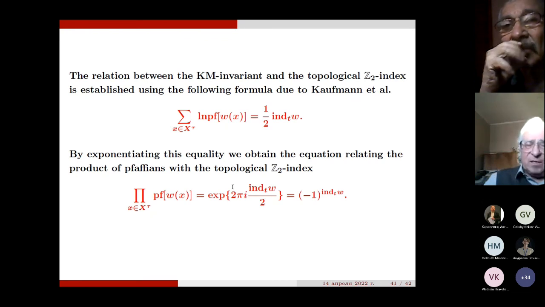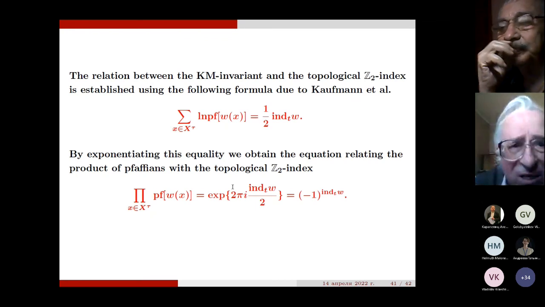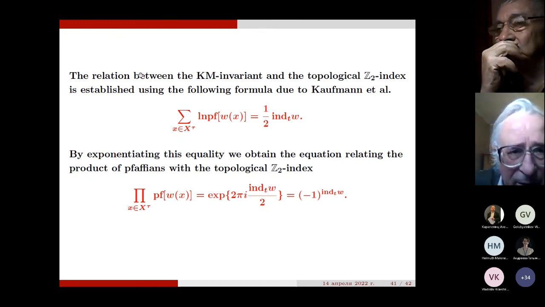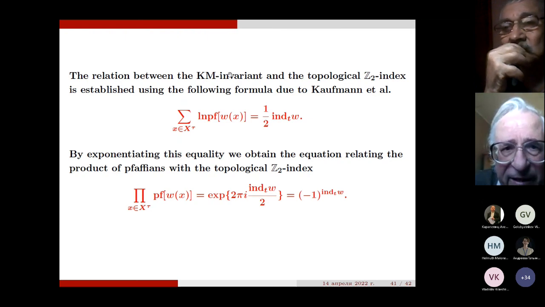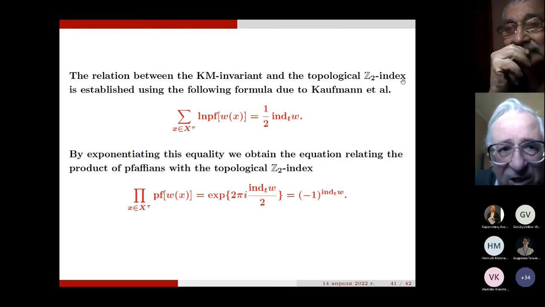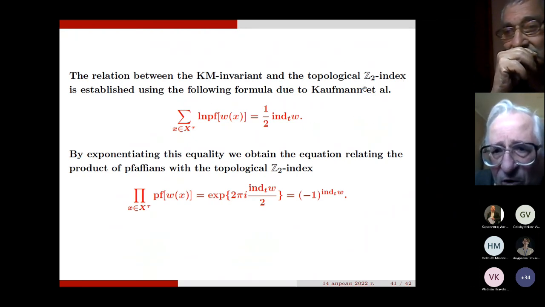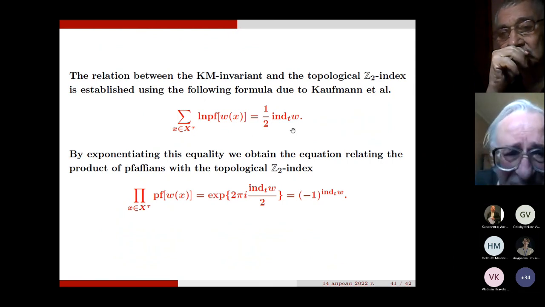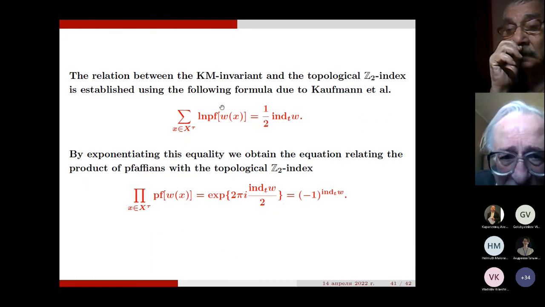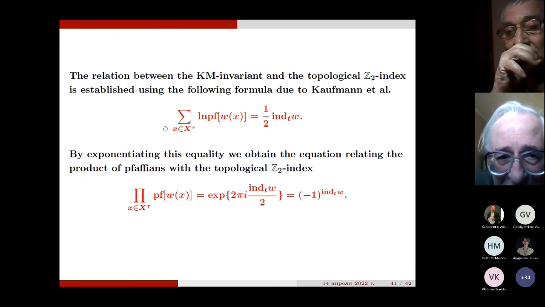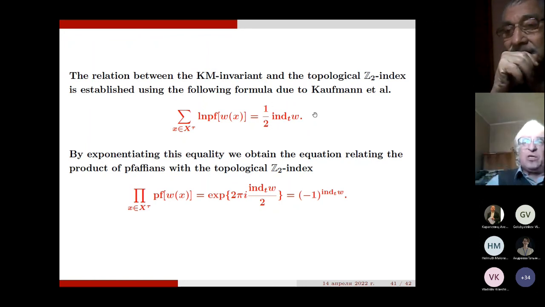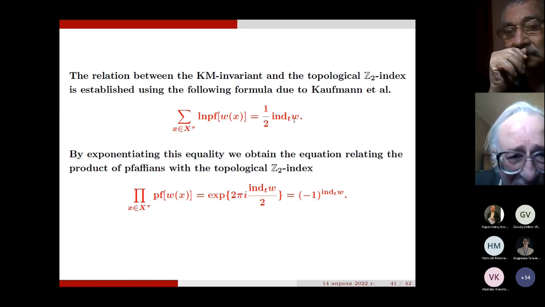We can use all these relations to formulate the following relation between the KM invariant and the topological Z2 index. It is established using the following formula, which is due to Kaufmann with co-authors. So it is the main formula. The sum of these logarithms of Pfaffians, with a factor of 1 over 2, is the same as the topological index of the transition function W.